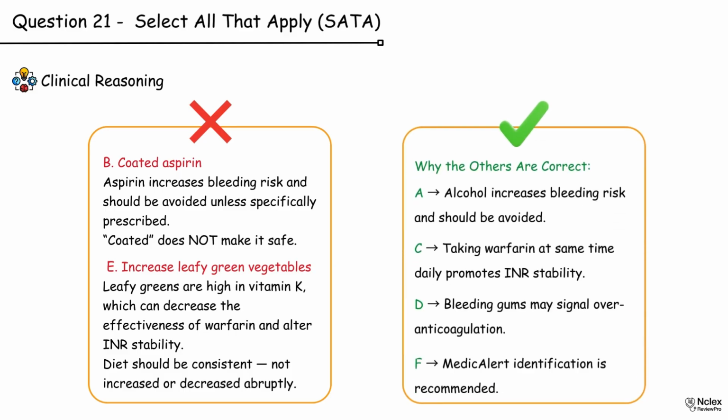Now let's review why the others are correct statements. Avoiding alcohol is appropriate because alcohol increases bleeding risk and interferes with liver metabolism. Taking warfarin at the same time each day promotes stable anticoagulation levels. Reporting bleeding gums is correct, since that may indicate over-anticoagulation. Obtaining a medic alert bracelet is strongly recommended for safety in emergencies.